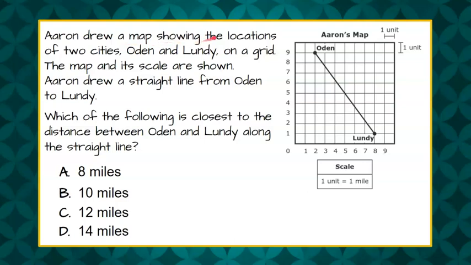Aaron drew a map showing the locations of two cities, Odin and Lundy, on a grid. The map and its scale are shown. Aaron drew a straight line from Odin to Lundy. Which of the following is the closest distance between Odin and Lundy along the straight line?